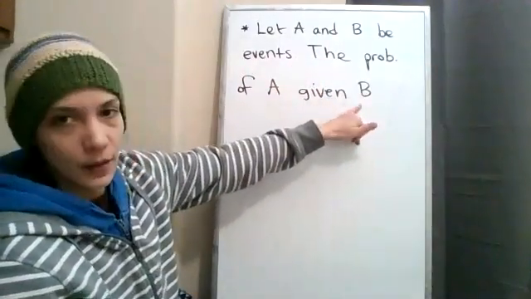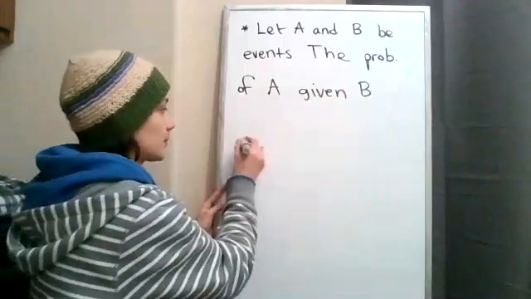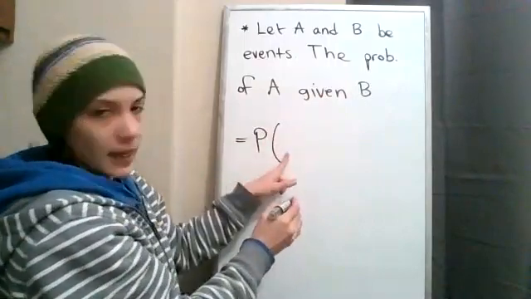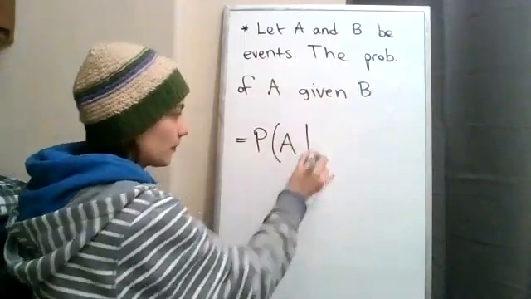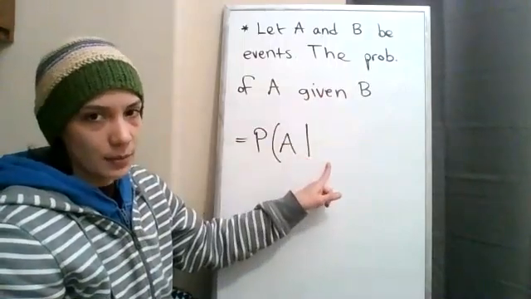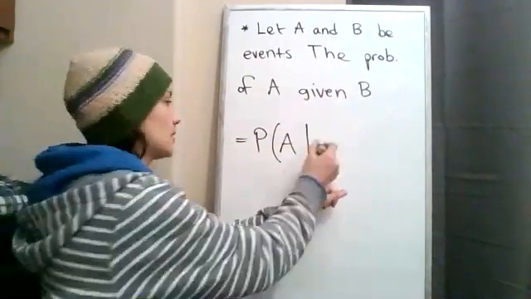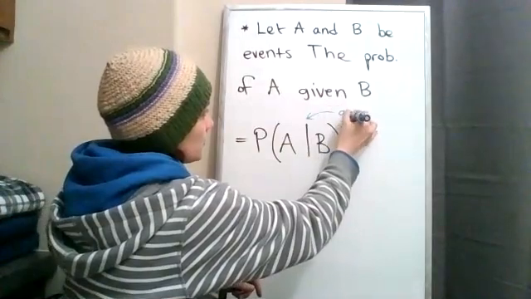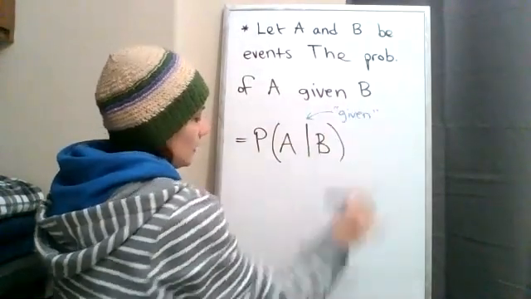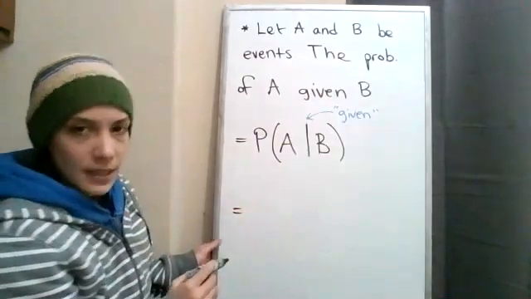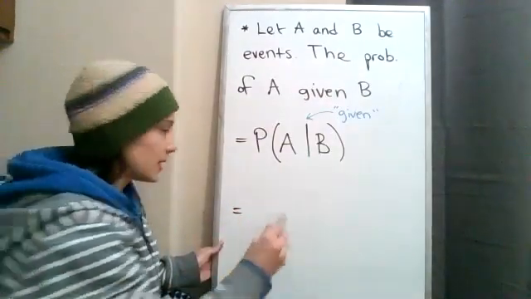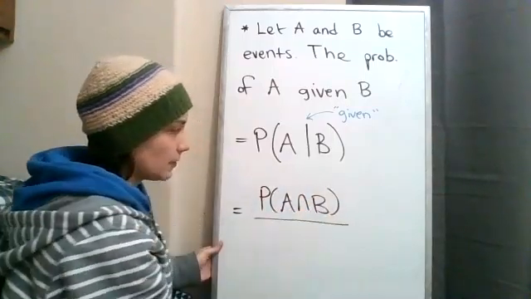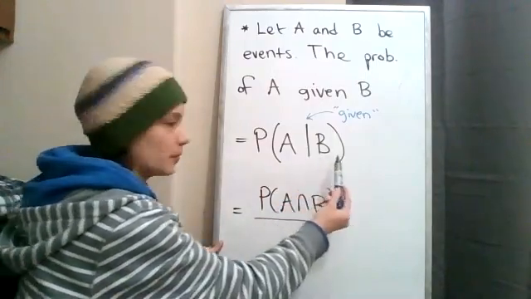Probability A given B. We're going to write like this. Probability of A, and then here it's going to mean given B. Probability A given B is equal to the probability of A intersect B, divided by the probability of what's in the second place, the probability of B.